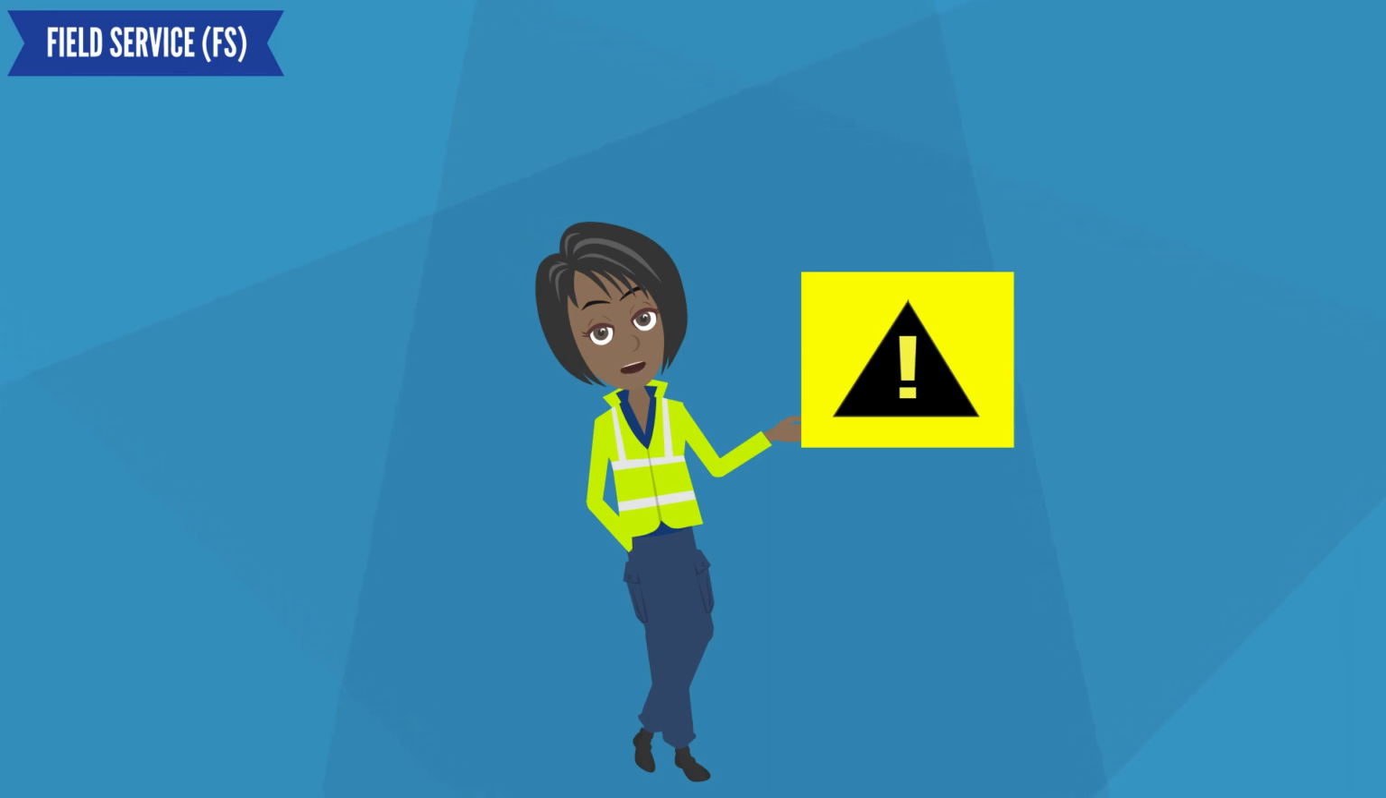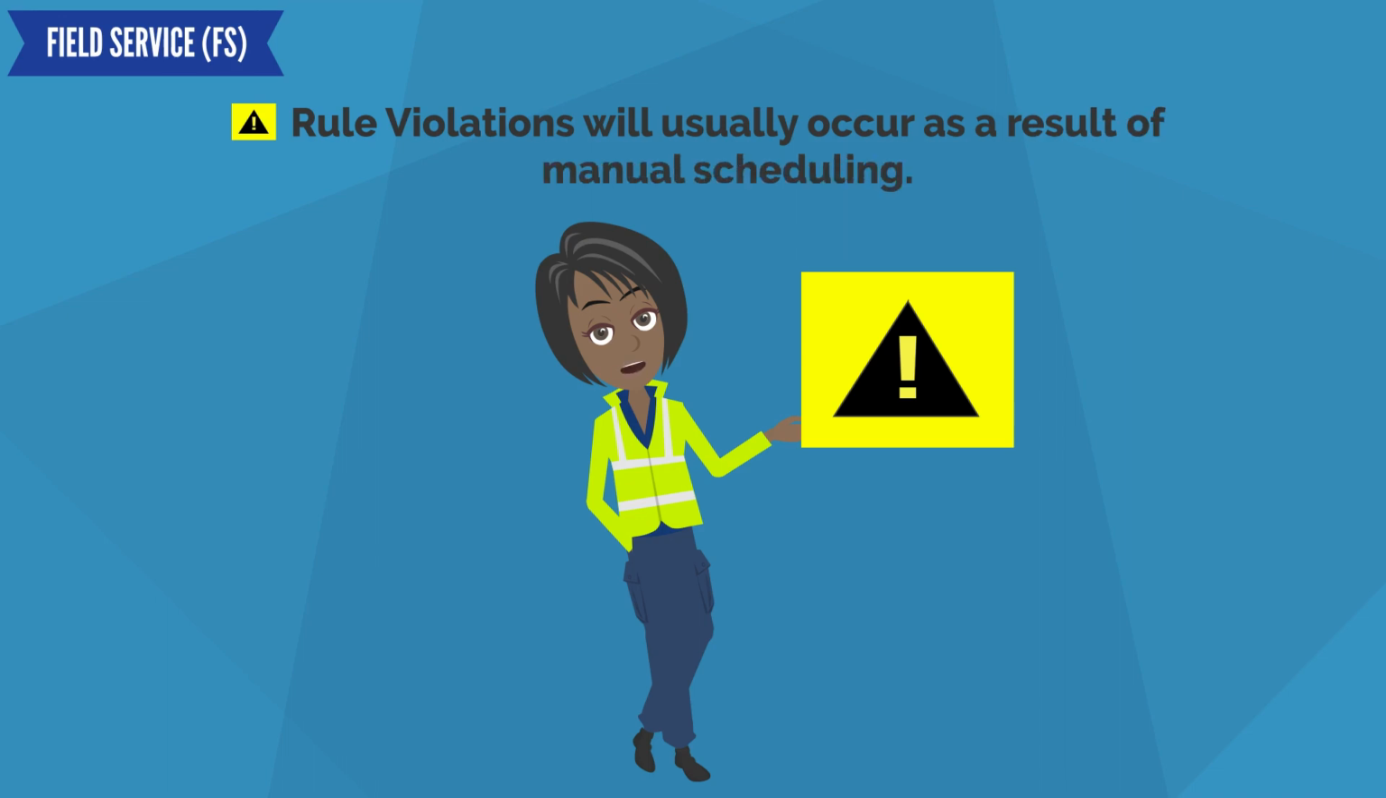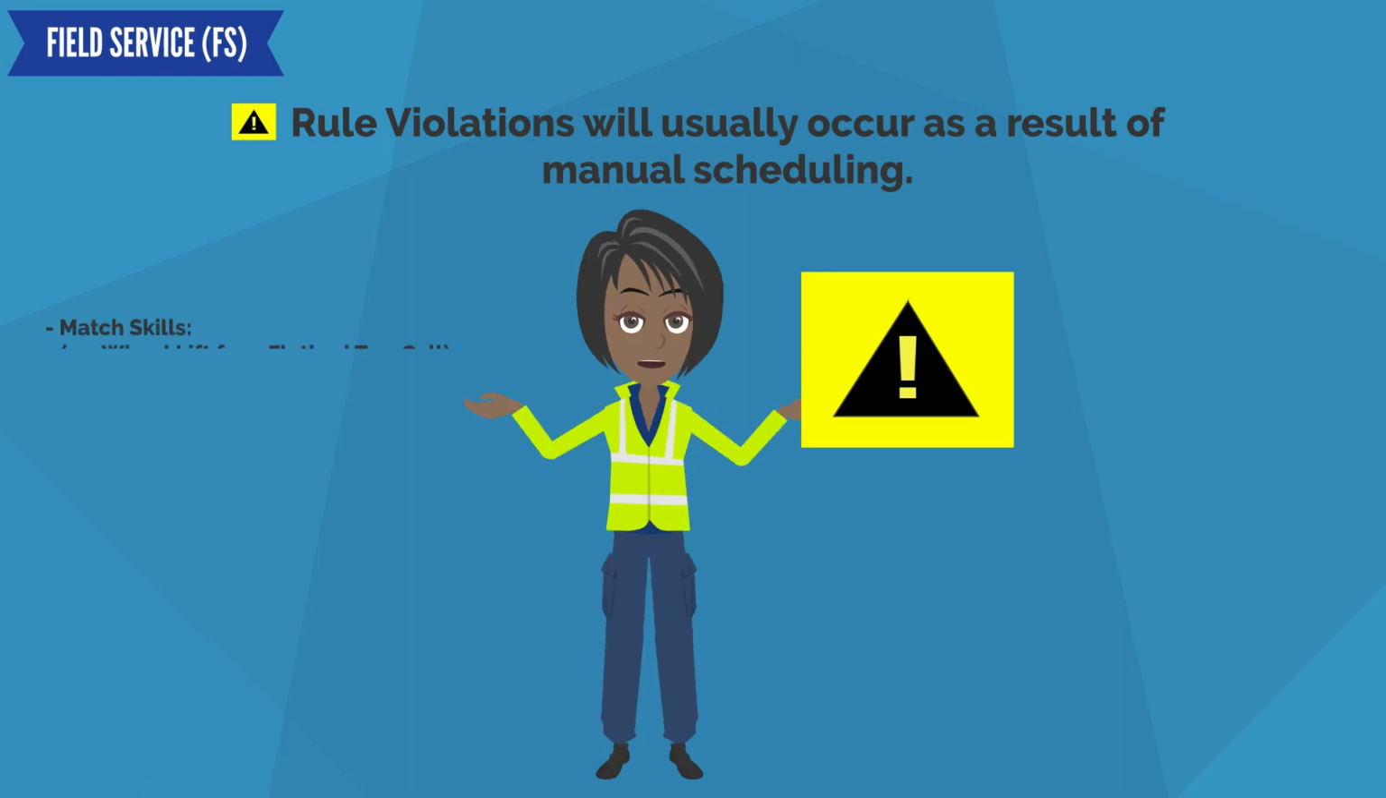A rule violation occurs when one of the scheduling policy work rules is violated. Rule violations will usually occur as a result of manual scheduling, but not always, as we will see in the examples in this video. Examples of rule violations include: a vehicle is mismatched, such as a wheel lift vehicle, for a flatbed tow call. Or, service appointments overlap absences.